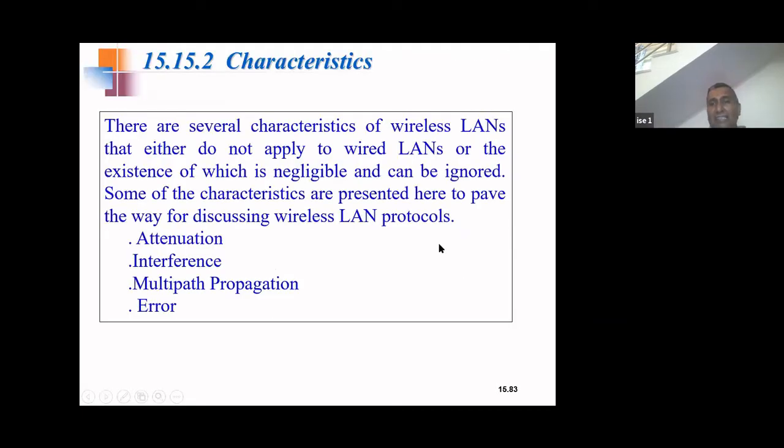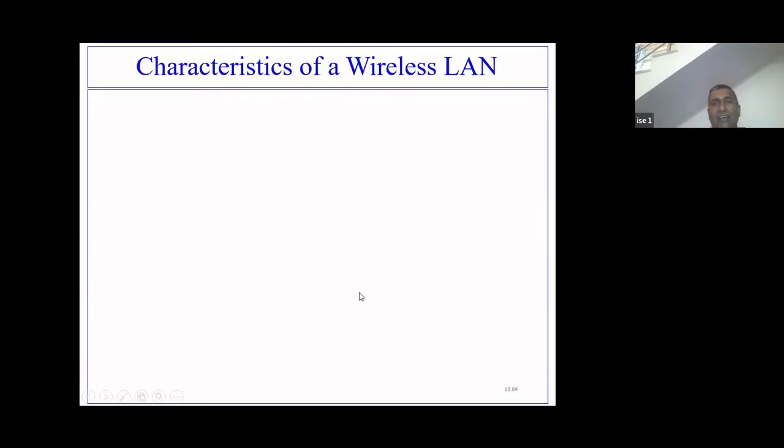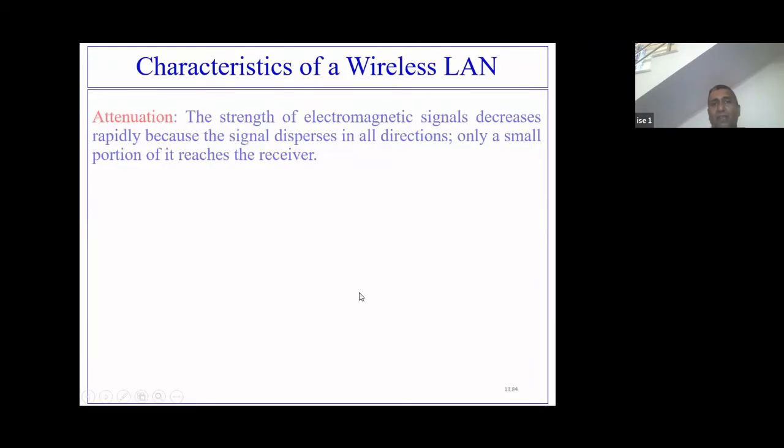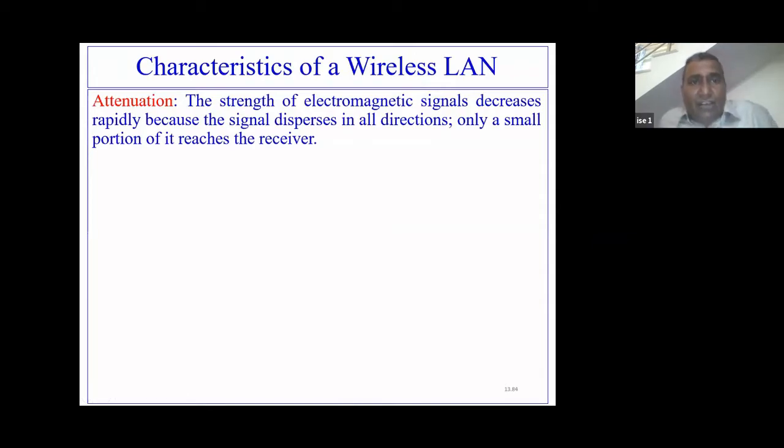Now, what are the characteristics of wireless LAN? This can be asked as a question: what are the various characteristics of wireless LANs? There are several characteristics of wireless LAN, but we are going to study only a few of them. The first one is attenuation, the second is interference, the third is multipath propagation, and the fourth is error. Let us see the first characteristic of wireless LAN, which is attenuation. Attenuation basically talks of the strength of the electromagnetic signal.